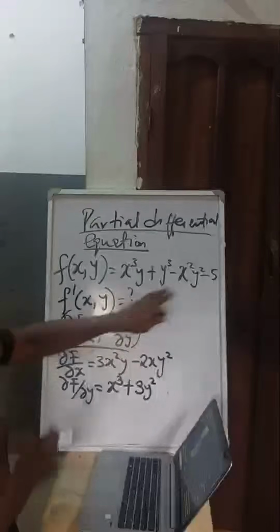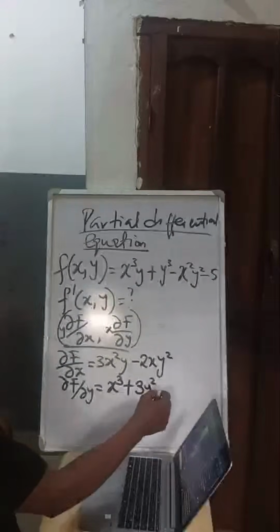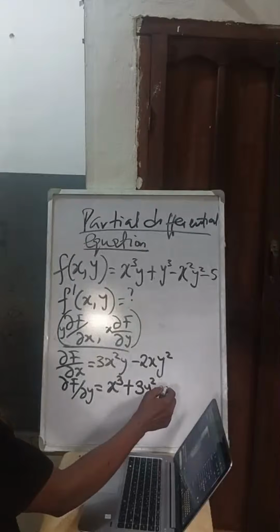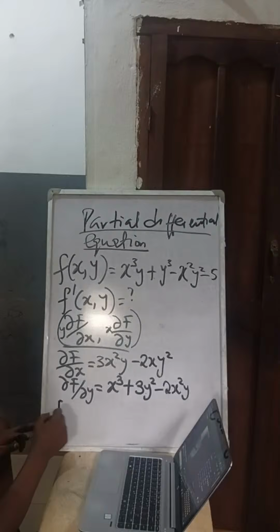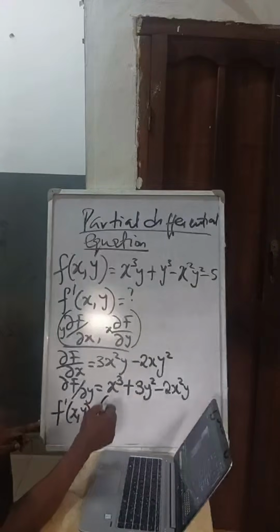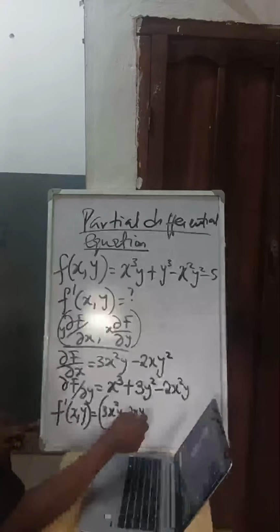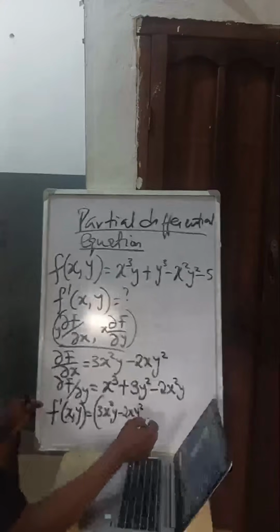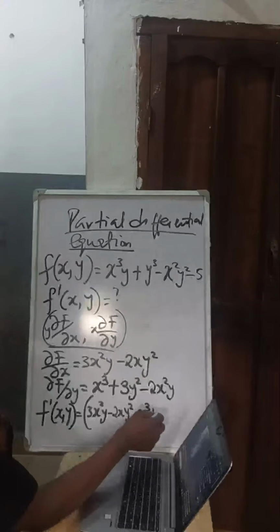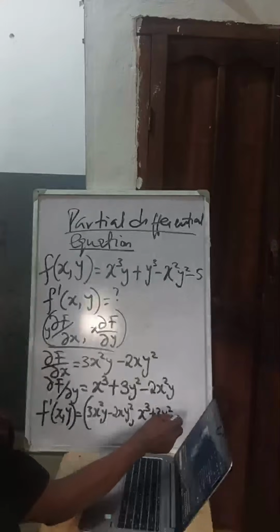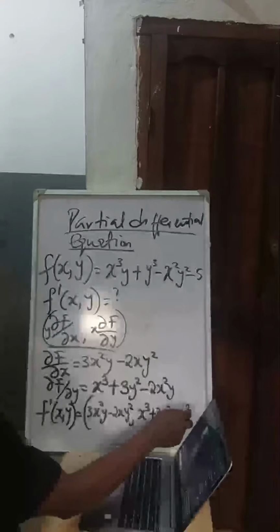Finish. If you differentiate y squared here, you have 2y. So minus 2x squared y. If you differentiate minus 5, you get 0. So your f prime of x comma y, however, is 3x squared y minus 2xy squared, comma, you have x cubed plus 3y squared minus 2x squared y.